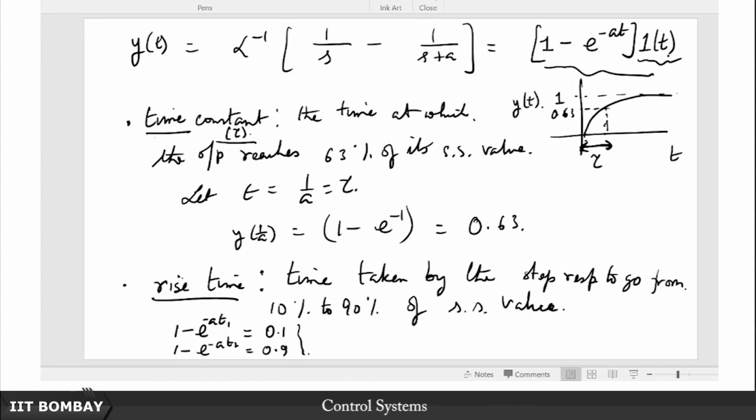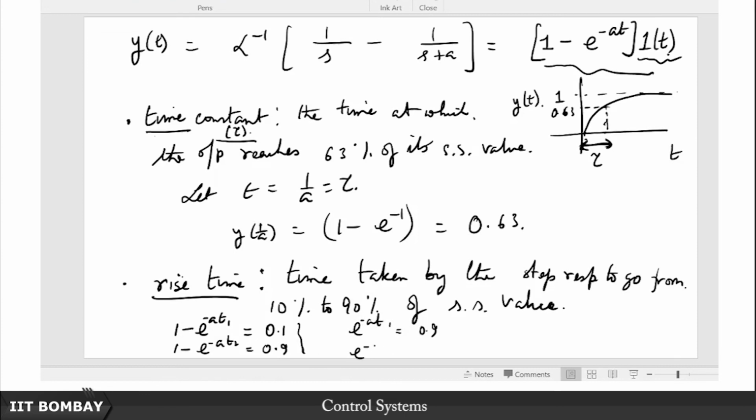Now clearly from these equations you can see that e to the minus a t1 is equal to 0.9 and e to the minus a t2 is equal to 0.1. So if you divide these one by the other, you get e to the minus a times (t1 minus t2) is equal to 9. Now you take the logarithm on both sides and you will see that t2 minus t1 turns out to be 1 by a natural log of 9, which is approximated by 2.2 by a.